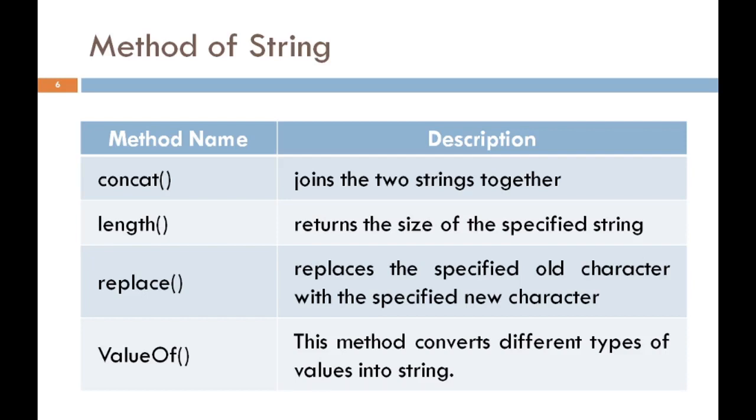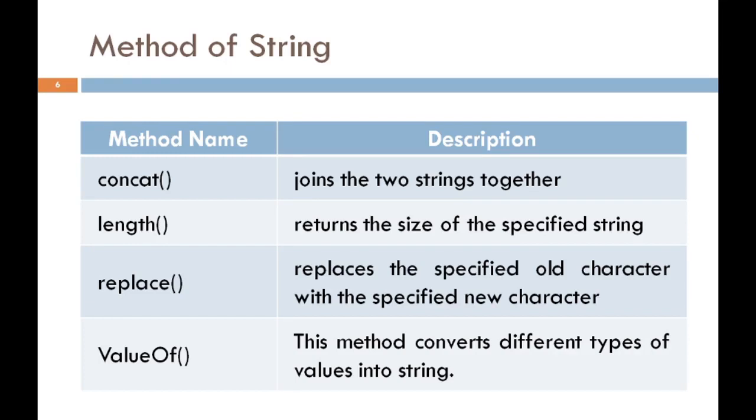The first one is concat. Concat is a special type of method which is used to join two strings. The Java string concat method combines a specific string at the end of another string and ultimately returns the combined string. It is like appending another string.